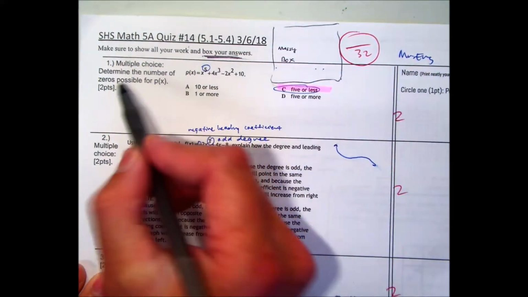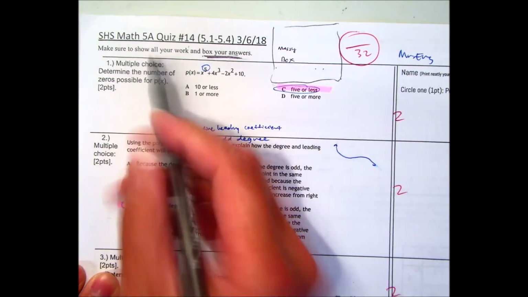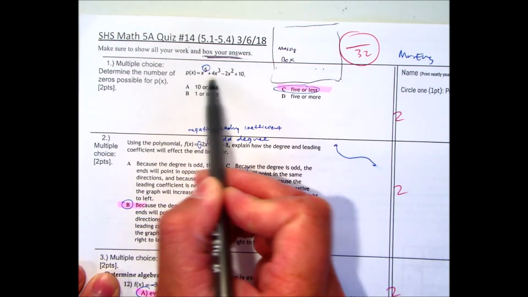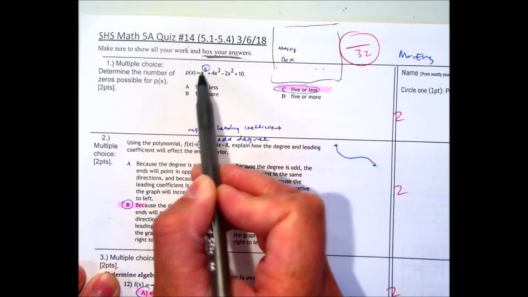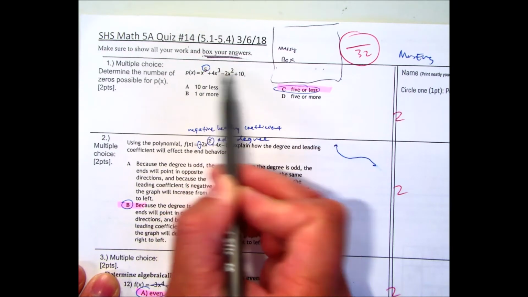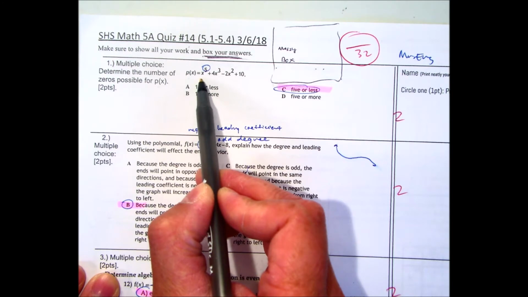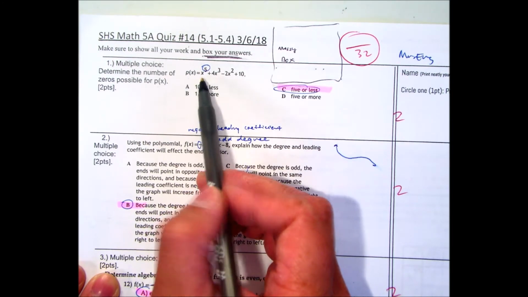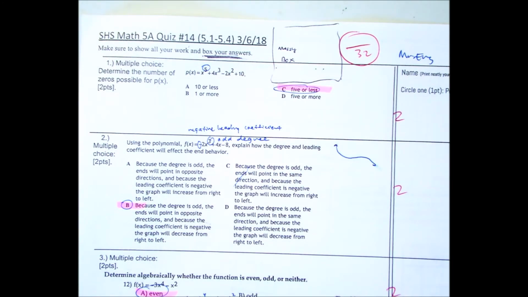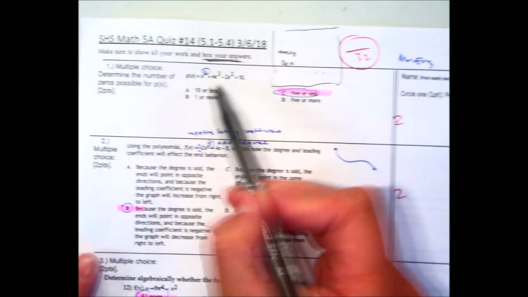Determine the number of zeros possible for p of x. So this function, p of x, is a polynomial. Polynomial just means that you have an exponent with a number and there's multiple numbers. And you want to make sure that it's written in descending order. Descending order is when the numbers go down from the exponents. And when the numbers go down, I'm looking for the highest number.